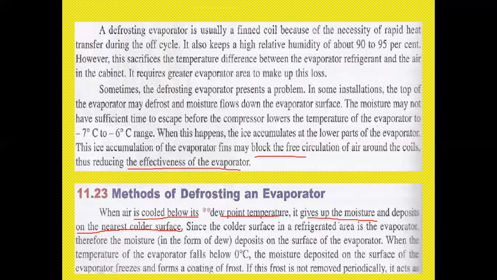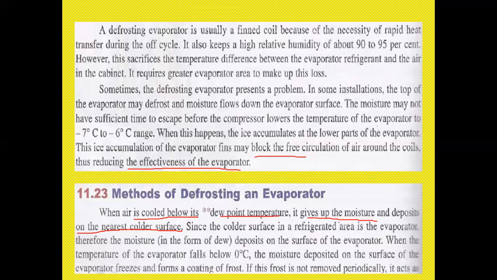So when the temperature of the evaporator falls below 0 degrees centigrade, the moisture deposited on the surface of the evaporator freezes and forms a coating of frost. If this frost is not removed periodically, it builds up around the coils, reducing the effectiveness of the evaporator.